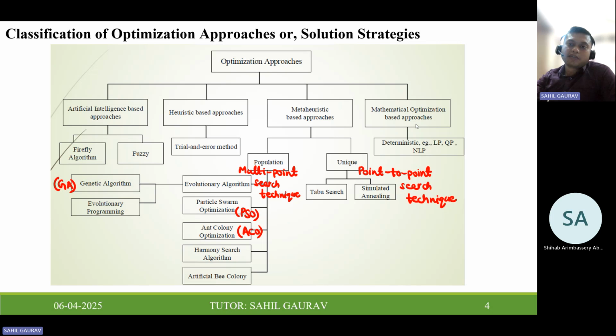Now in mathematical optimization based approaches, we have deterministic optimization approaches. Examples are linear programming, quadratic programming, and non-linear programming.